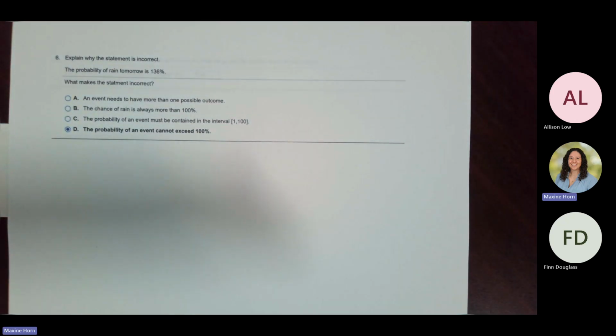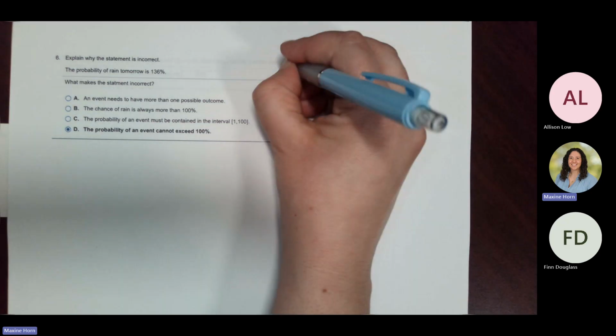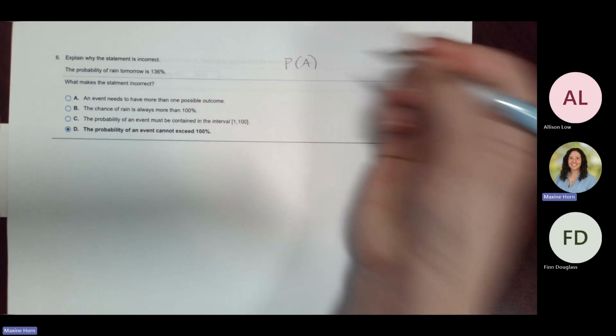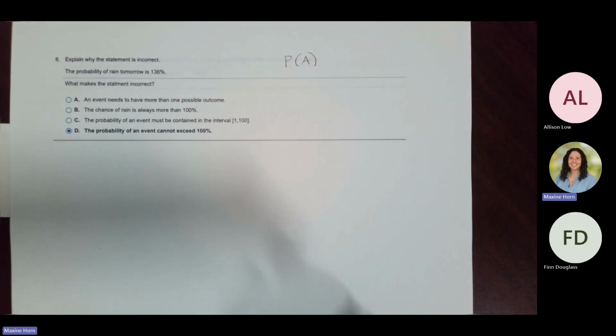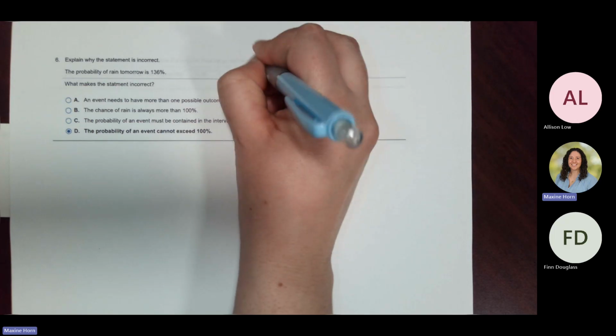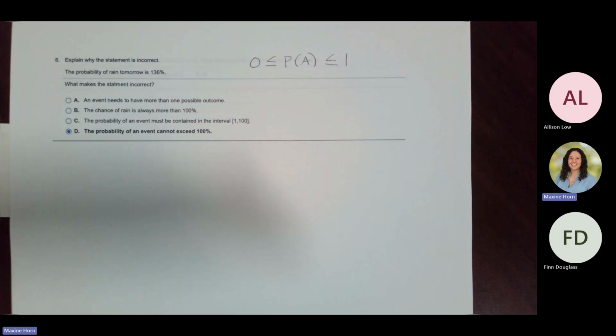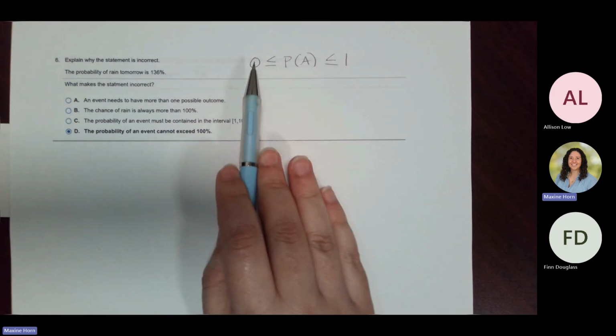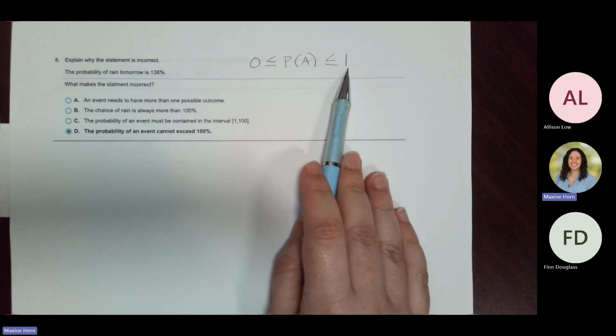All right, explain why the statement is incorrect. The probability of rain tomorrow is 136%. So when we're talking about probabilities, the probability of some event A is always going to be between 0 and 1 inclusive. And what I mean by that is inclusive meaning it can be 0 and it can be 1.